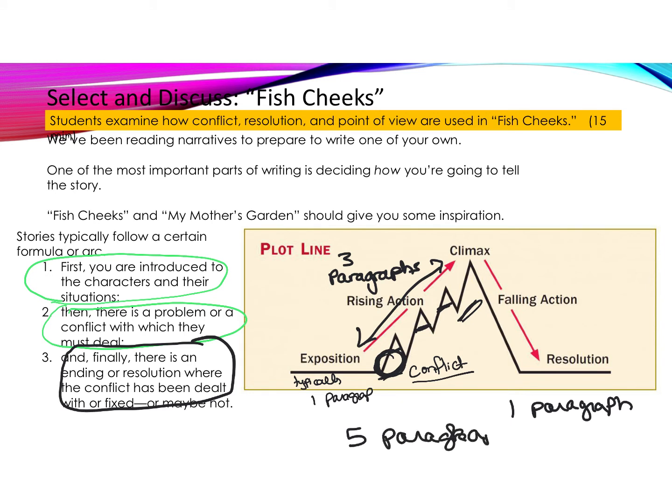Paragraph, that's an R. And that's what makes up your 5 paragraphs. Okay.